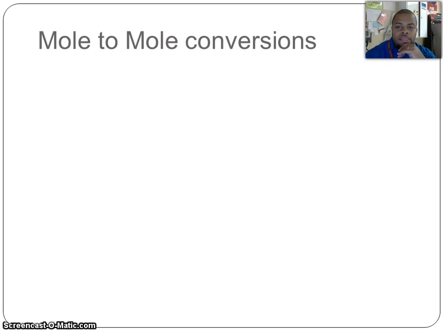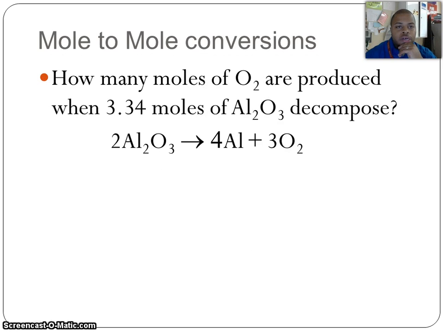Now, here we go. How many moles of oxygen are produced when 3.34 moles of aluminum oxide decompose?